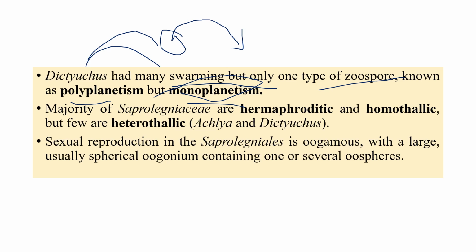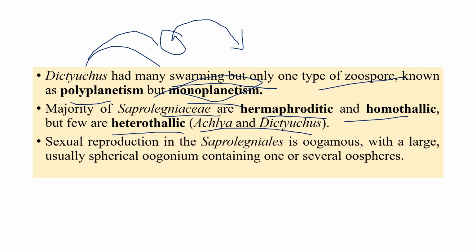That's it. And the majority of the Saprolegniaceae family are hermaphroditic and homothallic, and very few species are heterothallic also, like Achlya and Dictyuchus. These species are heterothallic, but the majority of the species are homothallic. And hermaphroditic means consisting of both male and female reproductive organs, reproductive forms actually.